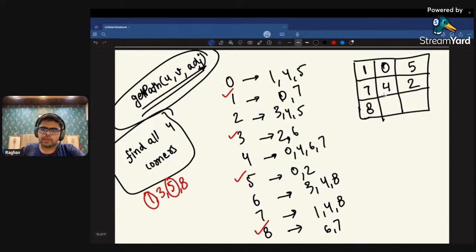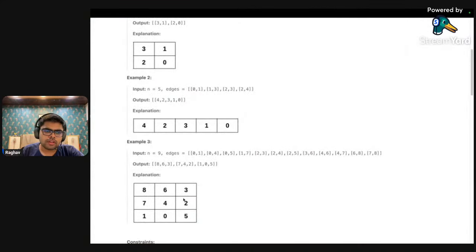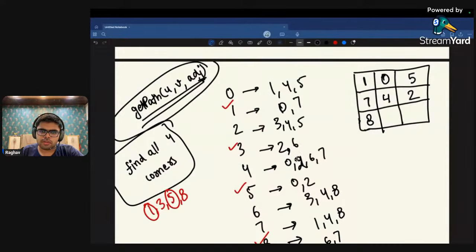Then you have the cell 4. 4 had four neighbors 0, 4, 6, 7. Sorry, I think I wrote it wrong. 0, 2, 6, 7. Yeah, so 0, 2, 7 are placed, so 6 must come here. And then for the node 2, it had three neighbors 3, 4, and 5. So 4 and 5 are here, so 3 must come here. And yeah, we have completed the grid. I hope this dry run did help you.